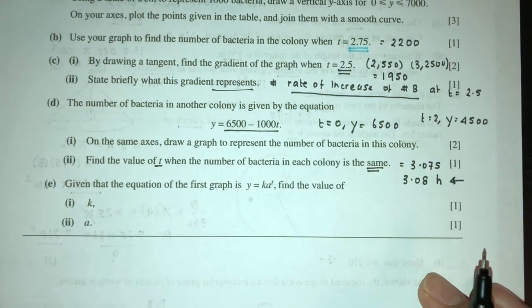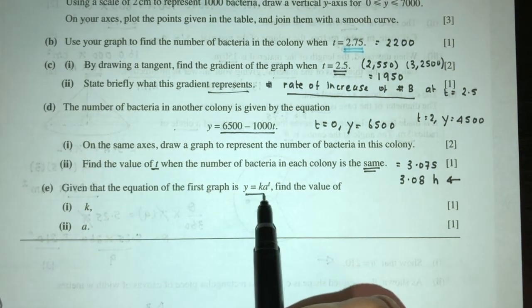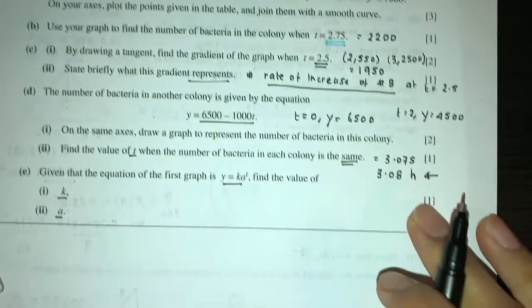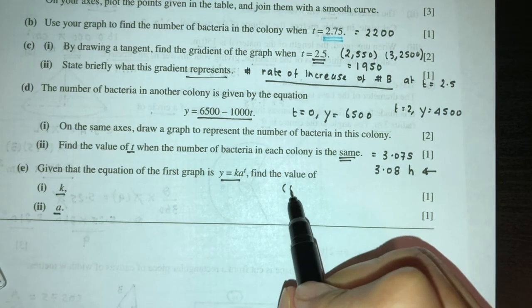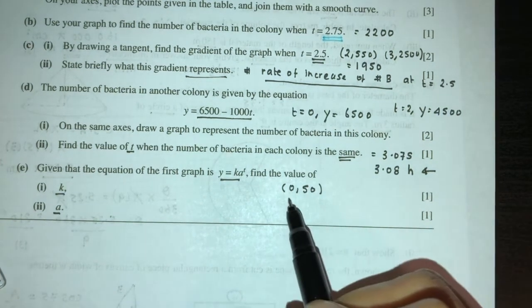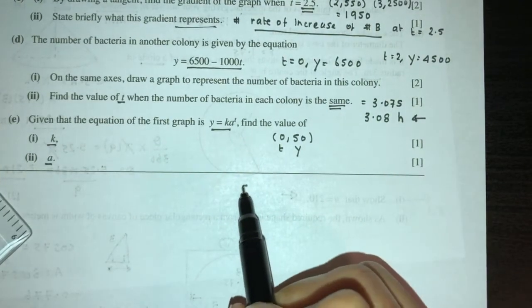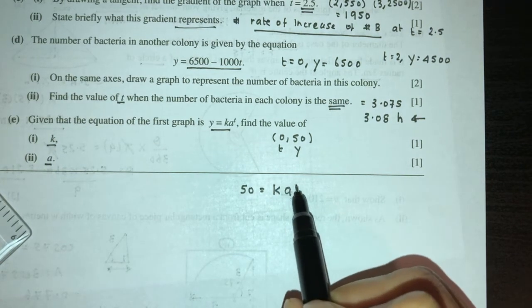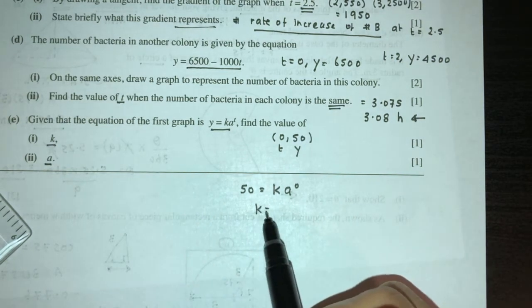Now for part E, given that the equation of the first graph is given by this, find the value of K and A. So the first graph is this one, right? So you have to see what can we use to help us find that. So we know the first point is given by 0, 50, right? That will be your t, and that was your y. Replace, you see what we have. You will have 50 equal to K times A to the power 0. So anything to the power 0 will be 1. So K will be 50.